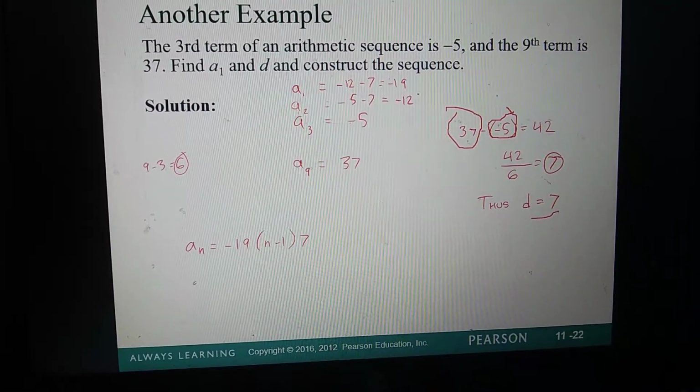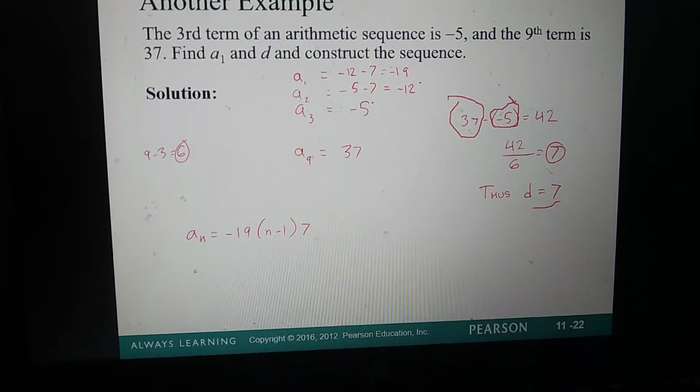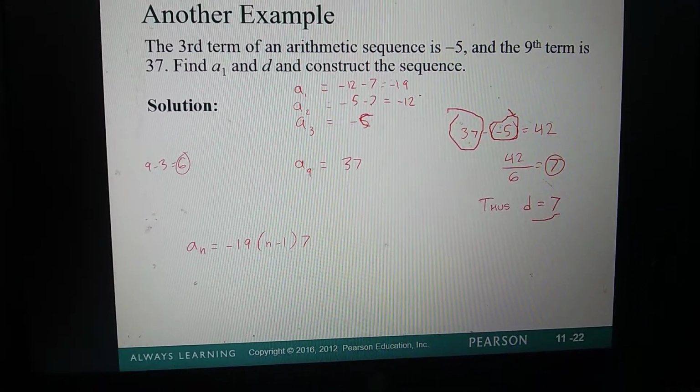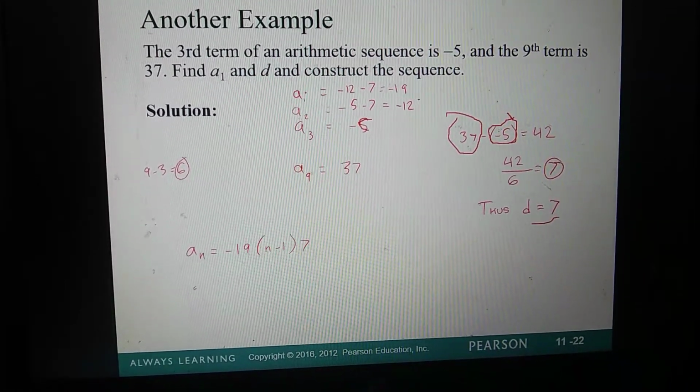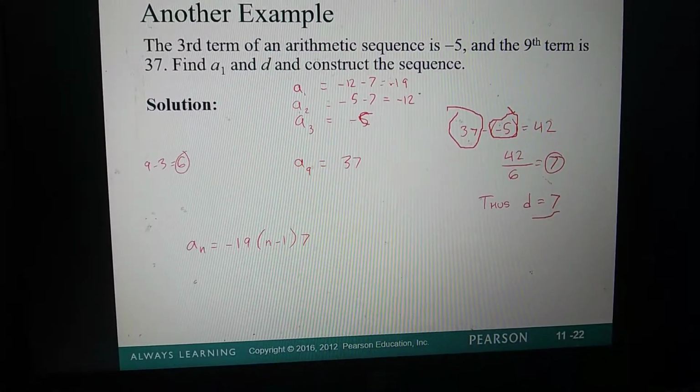So what about finding the first term? Well, we're given the third. Now that we have that common difference, all we have to do is go negative 5 minus 7. That gives us our second, and then negative 12 minus 7. That gives us our first.